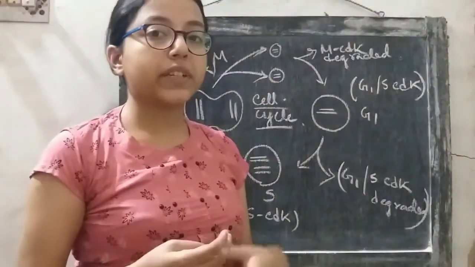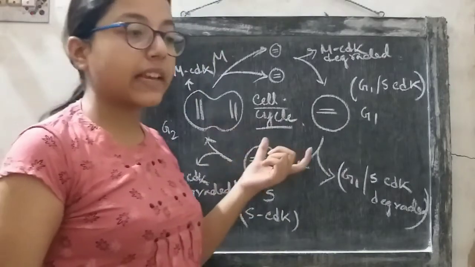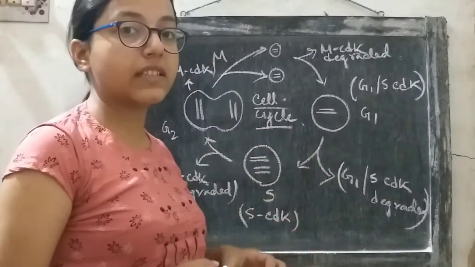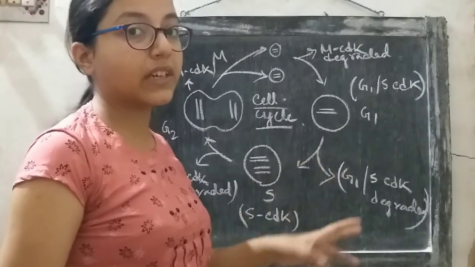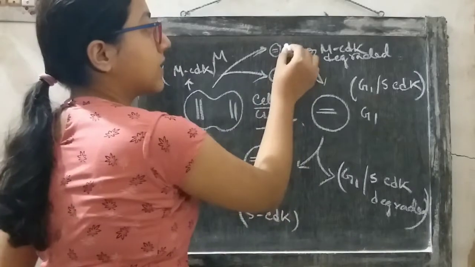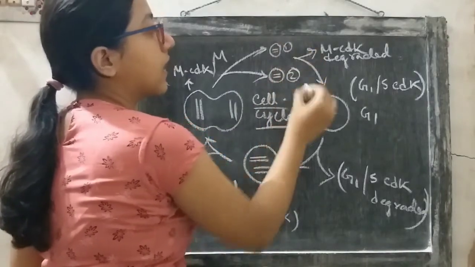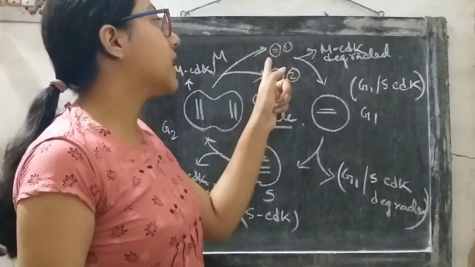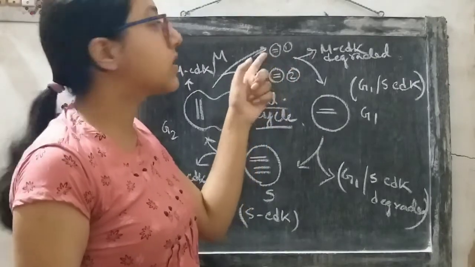If we look into the diagram of this cell cycle, we can easily see the cyclical changes, the sequential changes that occur in the cell during a cell cycle. So initially these are the cells. This is the first cell, this is the second cell. So let's consider the first cell. Initially it was like this.